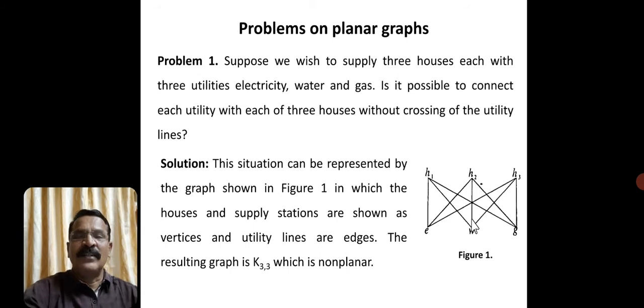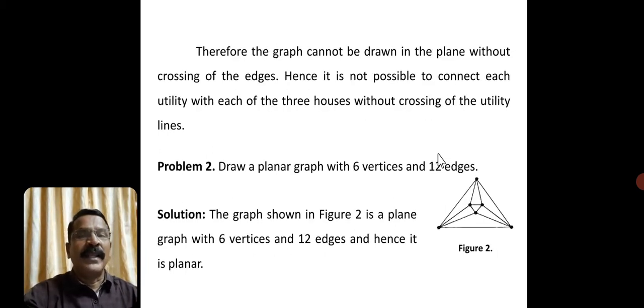So is it possible to connect without the crossover of the conduits? Therefore, the graph cannot be drawn in the plane without crossing of the edges. Why? Because K33 is non-planar. It is not possible to join without the intersection of the edges. It cannot be embedded in the plane. So that's why it is not possible to connect each utility with each of the three houses without crossing of the utility lines. So this is the solution for a simple problem in terms of graph theoretic ideas.